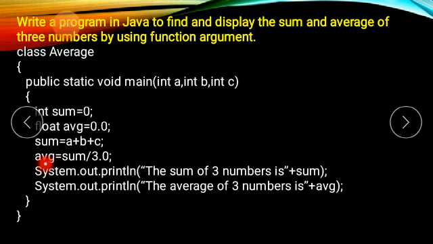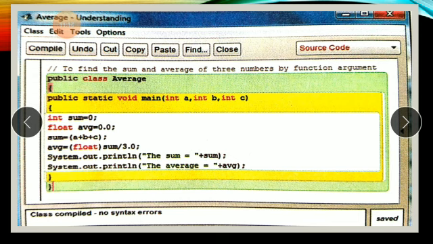During the runtime we are giving values to a, b, and c. Based on those values the calculations will be performed and the result will be shown on the display device, that is the output screen. This is our program. When we run it, we have to press compile. If no errors are there, it will show: class compiled, no syntax errors. Then we have to press the close button.